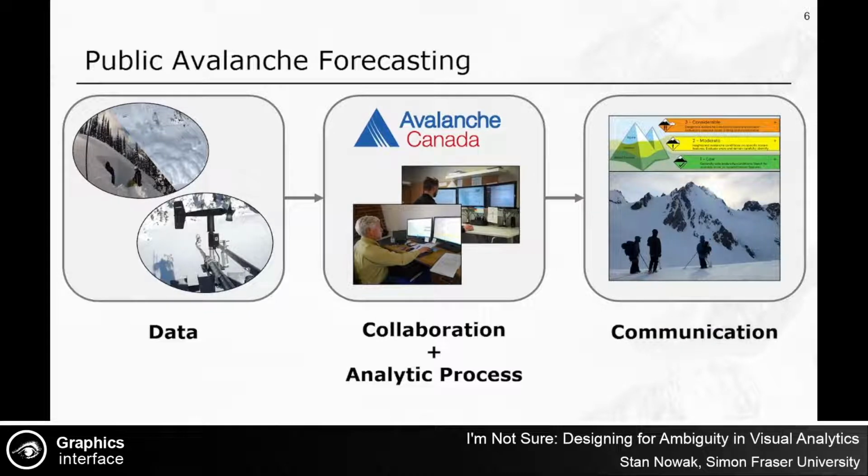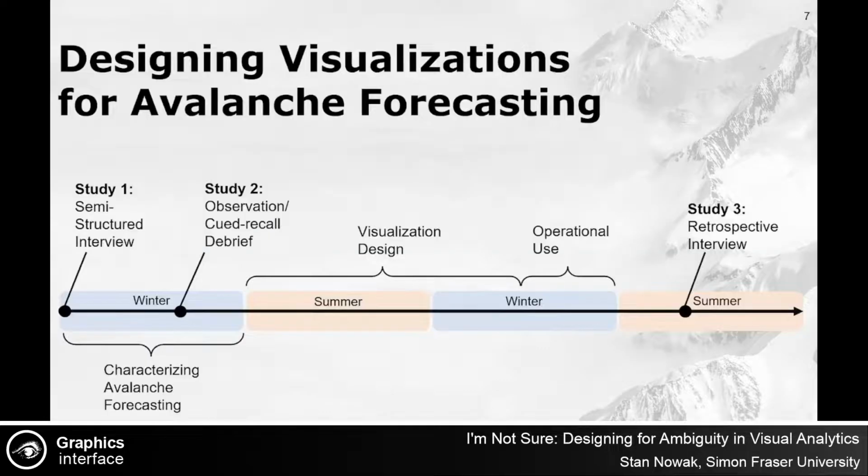Finally, the forecaster's assessments have to be communicated to a public audience who vary in their level of expertise and comprehension. To maintain clarity and address this broad audience, forecasters have to simplify their findings. Whenever complex analyses are shared, context is lost and information can be interpreted in a variety of ways. In a close and ongoing collaboration with avalanche forecasters, we've designed several visualizations addressing the core data sources used in their work. We found how visualization designs can enhance or impede their sense-making processes.